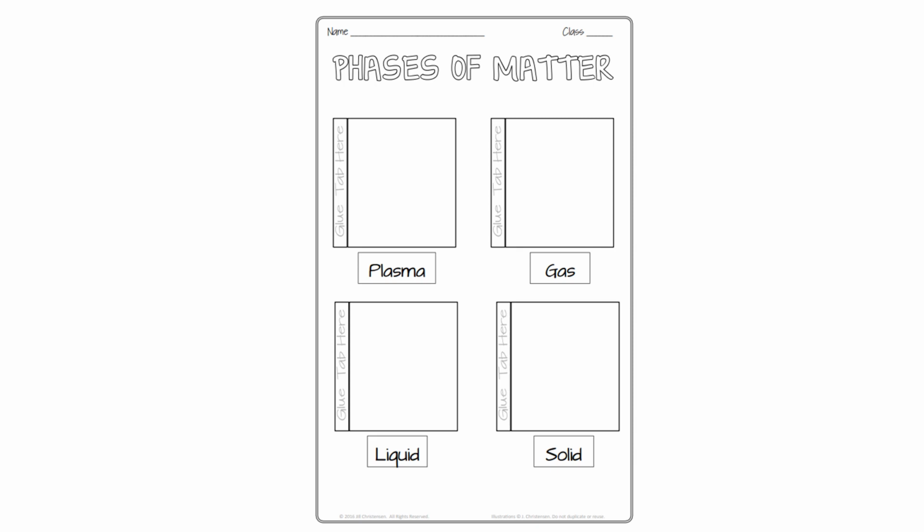Hey guys, so what I want to do today is talk about matter. We're going to start at the bottom with solid. A solid is going to have a definite volume and a definite shape. What that means is it's always going to be the same shape and the same volume. That is not going to change. It's not going to be free flowing like a liquid or a gas or even plasma.